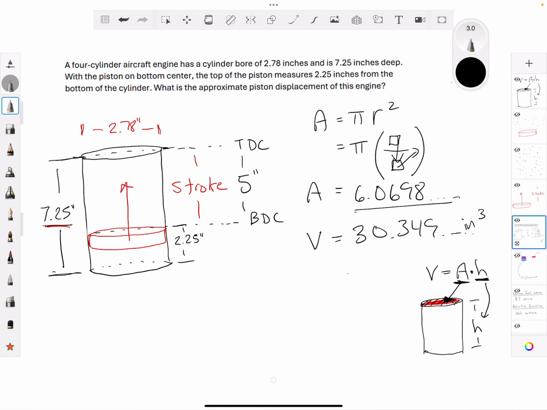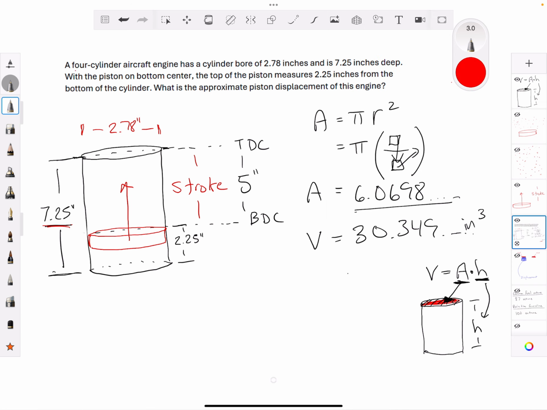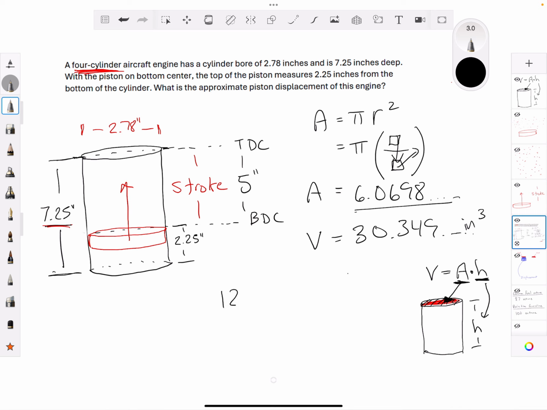But perfect. Here's the one caveat here as well. So when we're talking engine displacement, we're talking about the total engine. So we've only calculated the displacement for a single cylinder. So how many cylinders are there? There's 4 of them. So on my calculator, I need to hit times 4. And then the total displacement of this engine is going to come out to 121.397 dot dot dot. At this point, I'll just go ahead and round up to 121 cubic inch displacement.